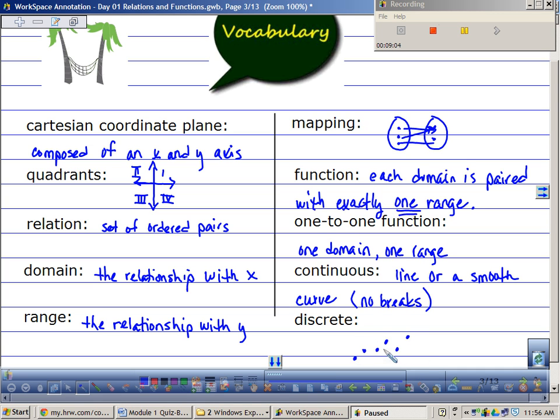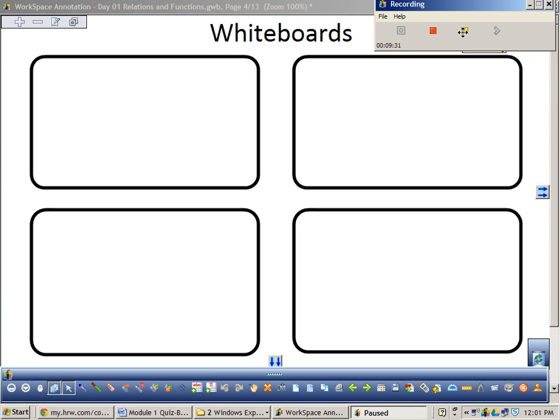So if I have something like this on a graph, this would be called discrete. So it's a set of individual points. We're not talking about a flow, we're talking about discrete singular items, right? That's why they call it discrete. Set of individual points. Let you guys finish up copying that down.